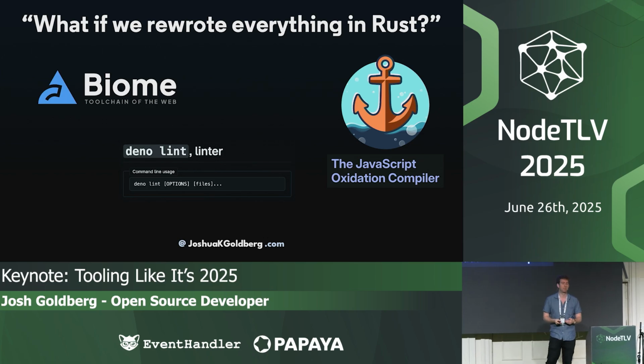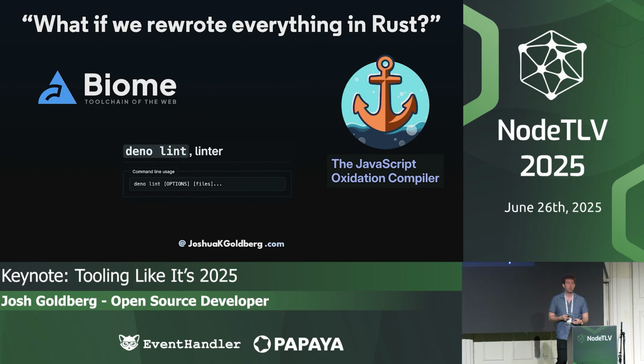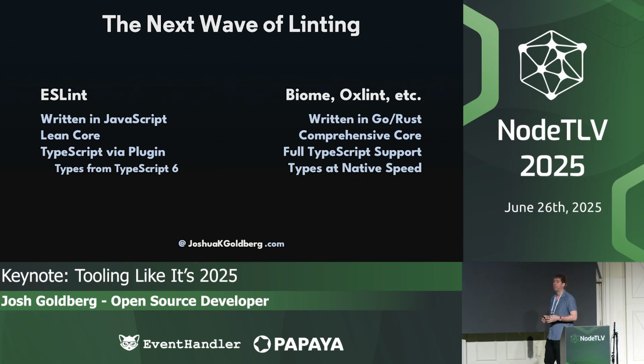Biome was one of the early ones. Deno has its own linter. The OXC project has a linter. Fun fact, Biome and OXC also have formatters, which are very Prettier compatible and very fast. And they do more than just, it's the same but Rust. They actually apply something around a decade of community learnings from ESLint.